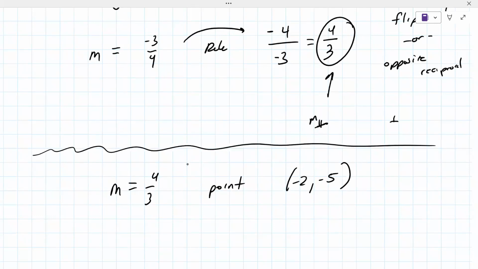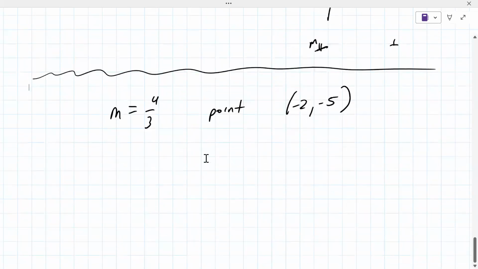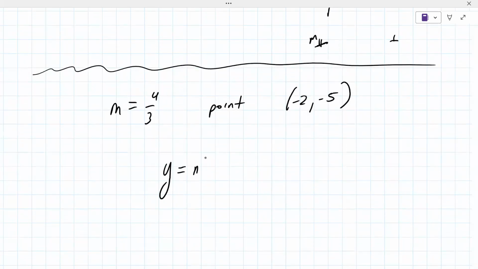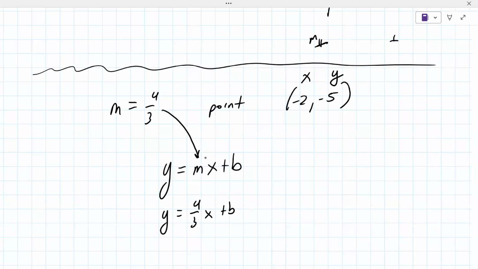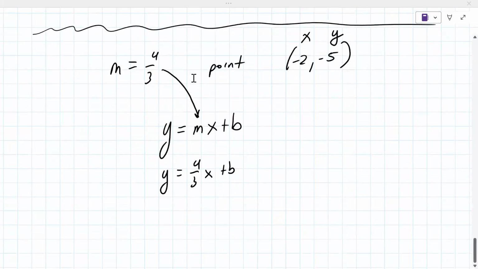So we're basically done with everything from the previous part of the problem. You just have to now write the equation of the line y = mx plus b. The 4/3 goes in for m, so it's y = 4/3 x plus b. And then you've got an x and a y again. Your teacher didn't choose nice numbers, unfortunately. But nothing we can do about that. -5 = 4/3 times -2 plus b.